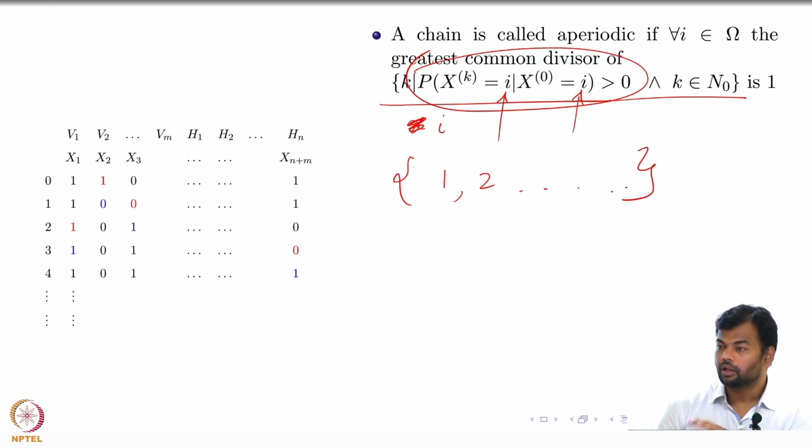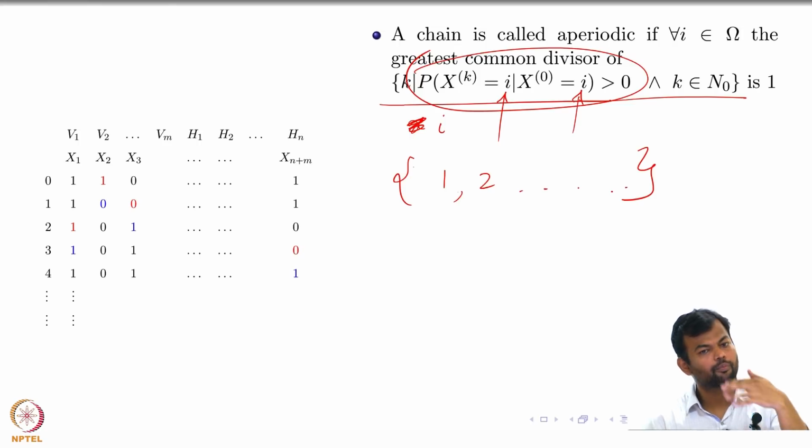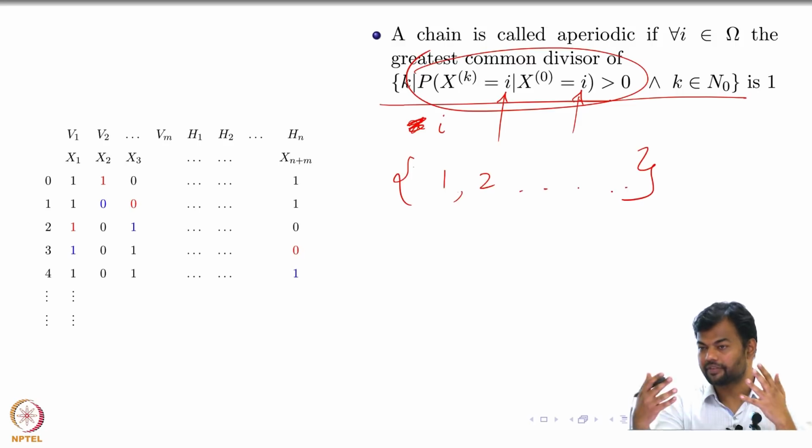Okay. Now, instead of aperiodic, let's talk about periodic. If this was periodic, what would you expect this set to contain? What does periodic mean? Something which happens periodically, right? So then what kind of values would this set contain? Multiples of some number, right?